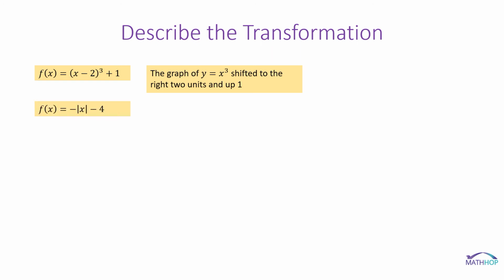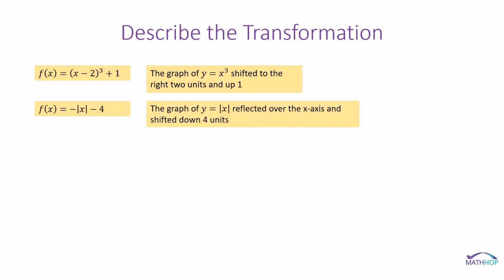Now we have f of x equals negative absolute value of x minus 4. Again, this negative on the outside will tell us to reflect it over the x-axis, and this will tell us to shift it down 4 units. So the graph of y equals the absolute value of x, reflected over the x-axis and shifted down 4 units.